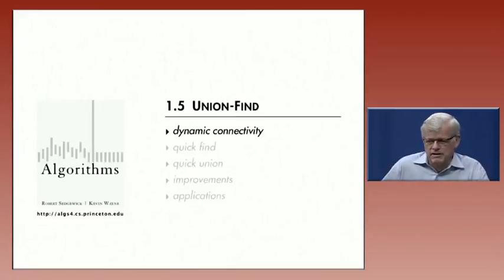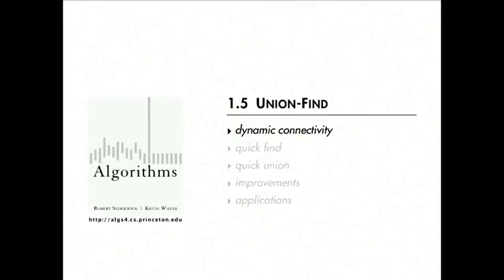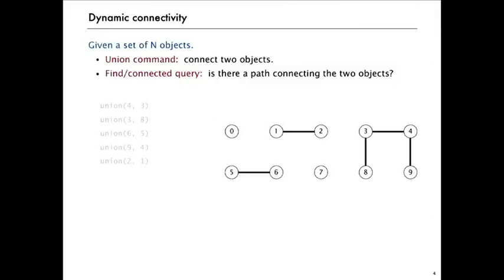So first we'll talk about the dynamic connectivity problem, a model of the problem for union find. So here's the idea. We're going to have a set of n objects. It doesn't really matter what they are. We're going to use the numbers 0 through n to model our objects. And then we have the idea of a connection between two objects. And we'll postulate that there's going to be a command that says connect two objects. Given two objects, provide a connection between them. And then the key part of the problem is the find query or the connected query, which just asks, is there a path connecting the two objects?